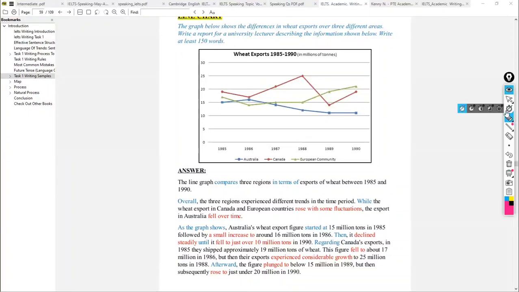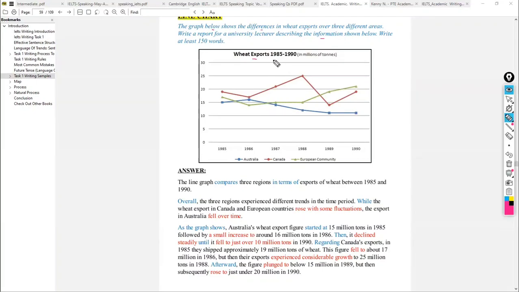So let's take a look at this chart. Okay, now let's check the main information about this chart. This graph below shows the differences in wheat exports over 3 different areas. So let's write or speak a report about this one, describing the information shown below. Okay, this is the chart that we have to speak about.